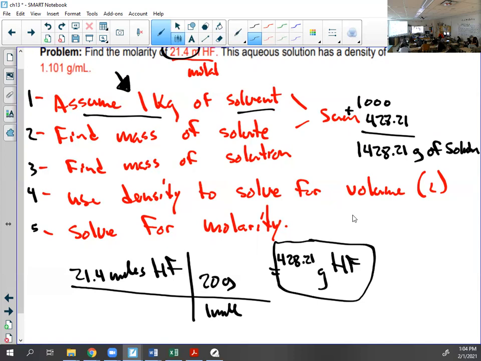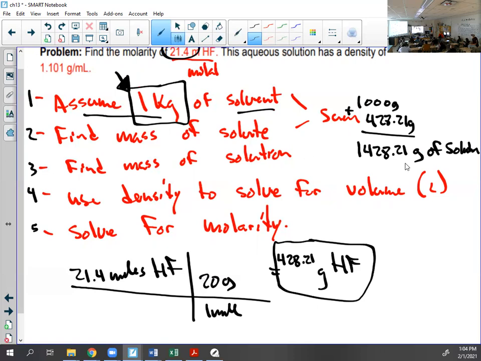Where did you get the 1,000 from? Right here. Because we're using 1 kilogram. Oh, okay. 1 kilogram is 1,000 grams. So it will always be 1,000. Yeah, always, always, always, because then it makes my molality and my moles the same number. If I assume anything else, I have to do way more math. We can choose whatever number we want, but choose 1 because 1 is easy.